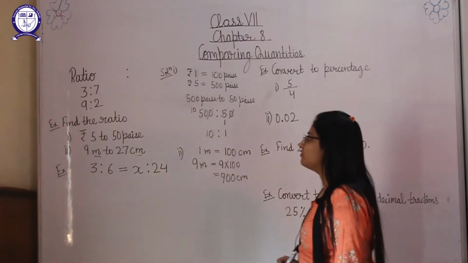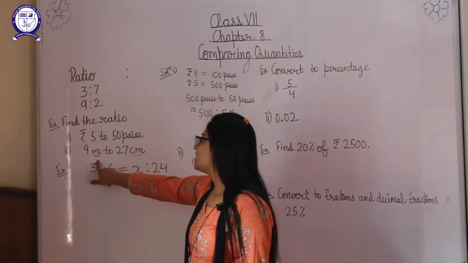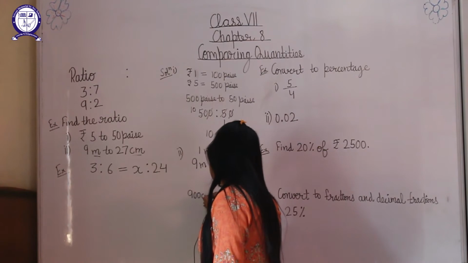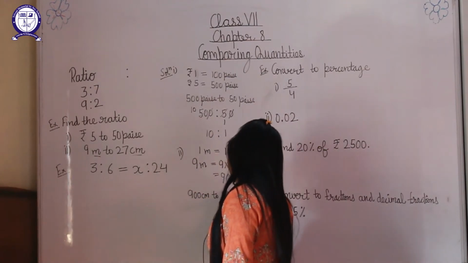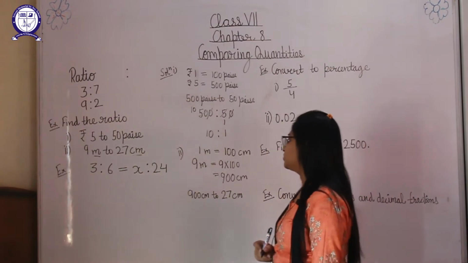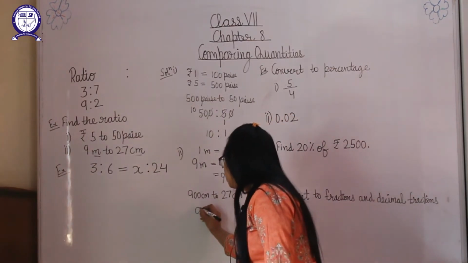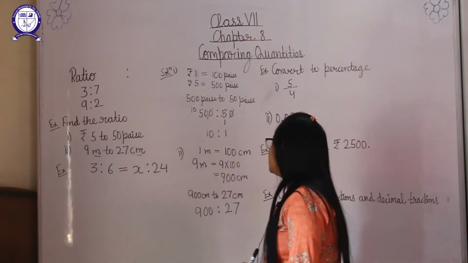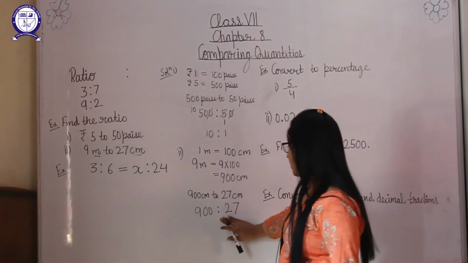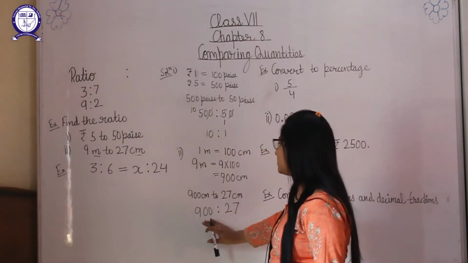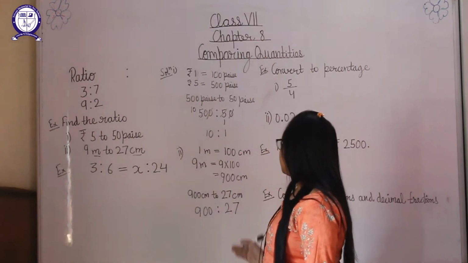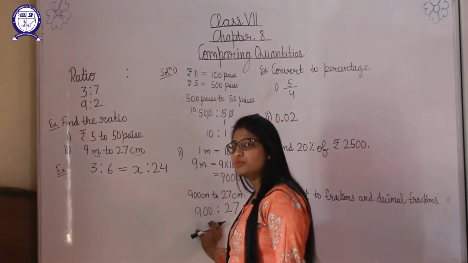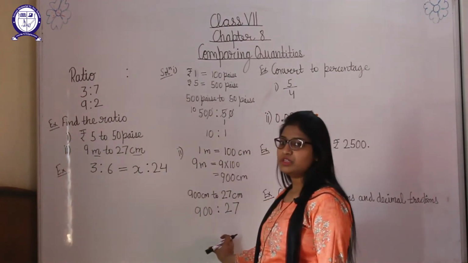So what we have to find out is the ratio of 9 meters, means 900 centimeter, to 27 centimeter. As 900 is written first, so we will write 900, "to" means ratio, 27. And students, you can simplify from here also, or you can write it in the fraction form also. When you write in the fraction form, then the first number of the ratio will be written in the numerator and the second number will be written in the denominator.